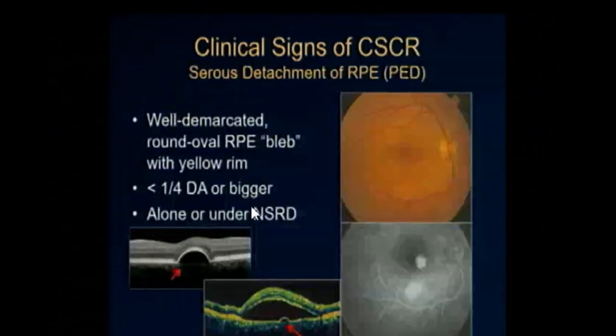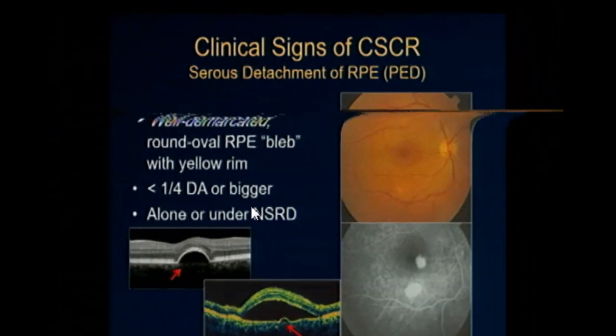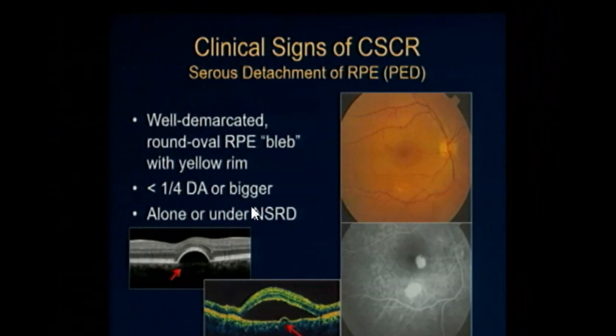So remember that. Now, in addition to or independent of a neurosensory retinal detachment, you can have a pigment epithelial detachment. In this case, this is a pigment epithelial detachment. You recognize that the RPE layer is elevated, and the ellipsoid zone is elevated with it. And here the pigment epithelium is right there. This detachment is right there under the larger neurosensory retinal detachment.